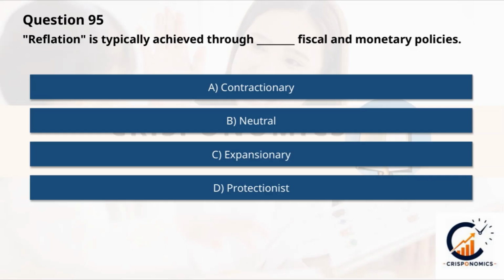The answer lies in expansionary policies. These are designed to increase spending, lower interest rates, and stimulate growth. They're the opposite of contractionary measures, which slow things down. Reflation isn't neutral or protectionist either. It's all about pushing the economy forward, helping it recover and grow again.